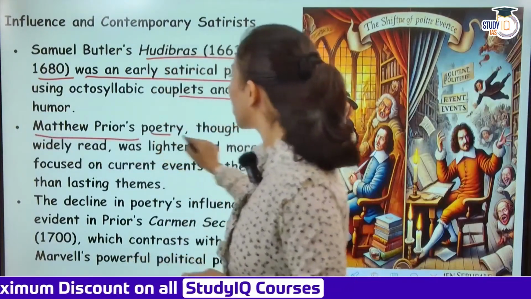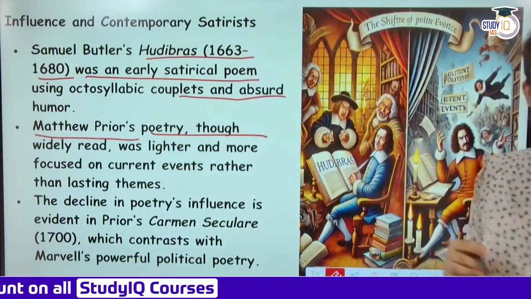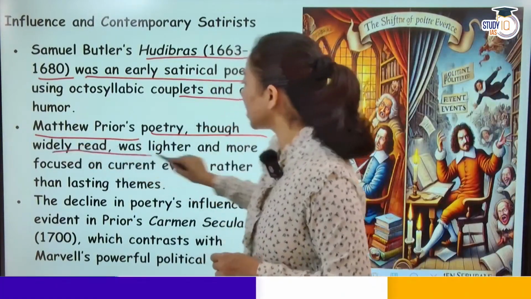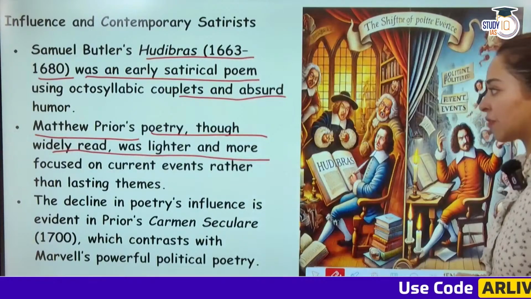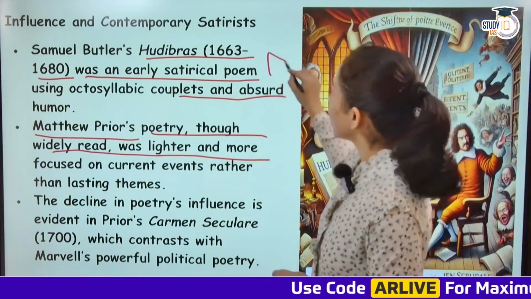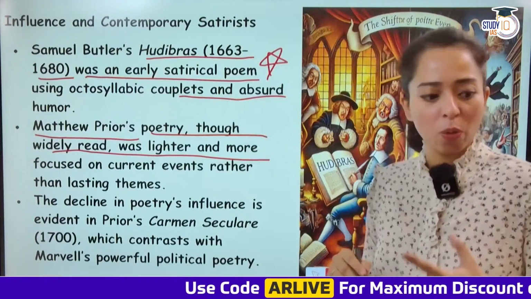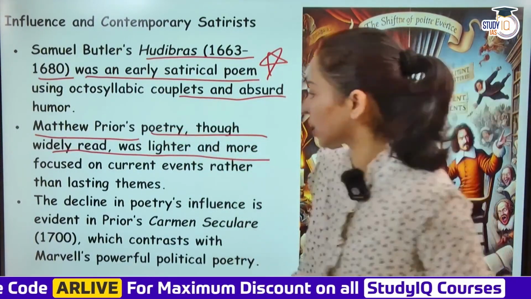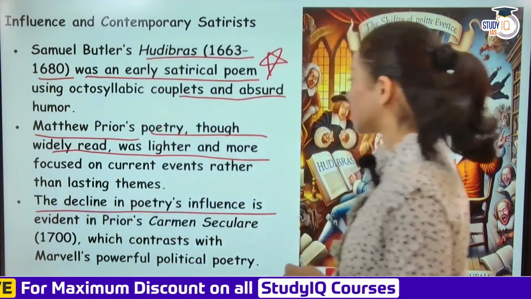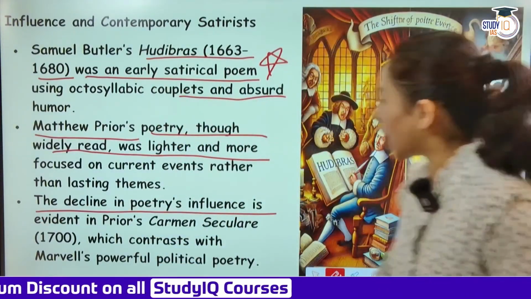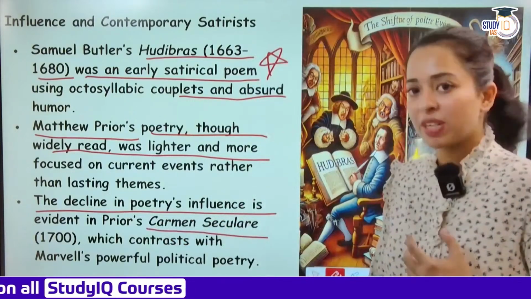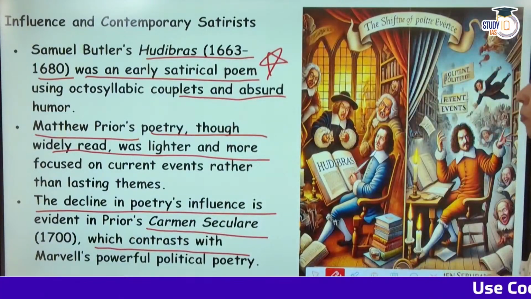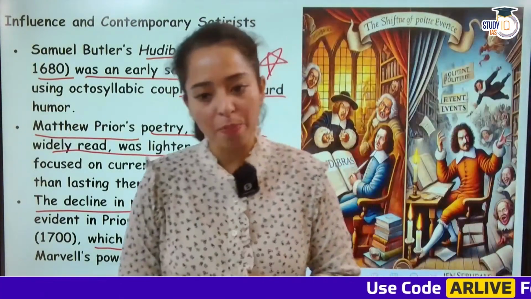Matthew Prior's poetry. So next, after Samuel Butler, another one was Matthew Prior. Though he was widely read, he was lighter and more focused on current events rather than lasting themes. So yes, he was biting, quite humorous. And the other one, Matthew Prior's poetry, though widely read, was lighter and more focused. The decline in poetry's influence is evident in Prior's Carmen Seculare, 1700, which contrasts with Marvell's powerful political poetry. Okay, so this became an important one.